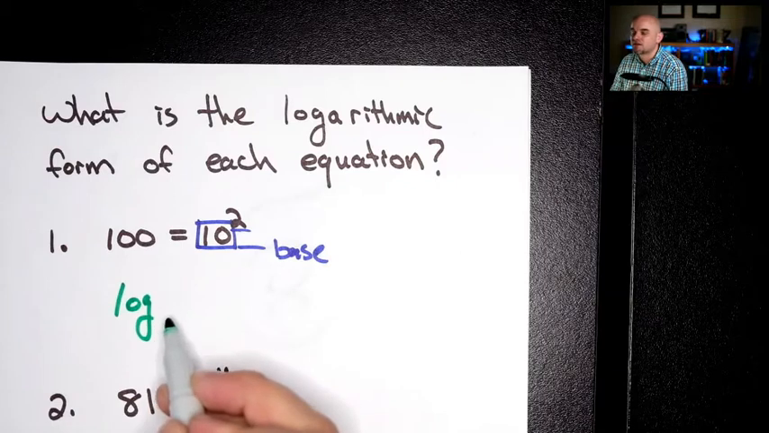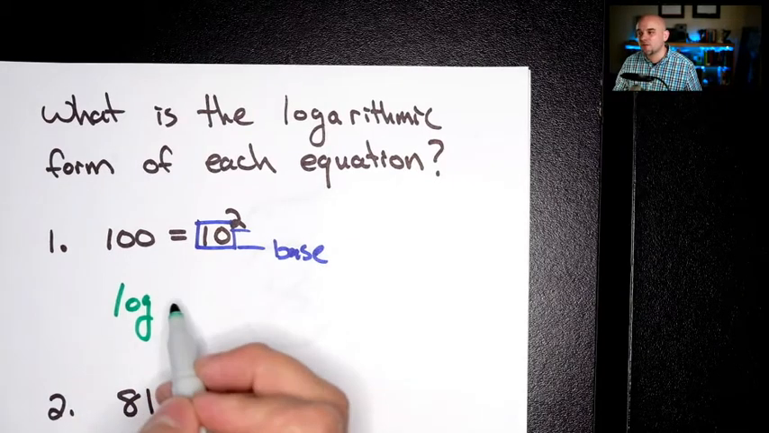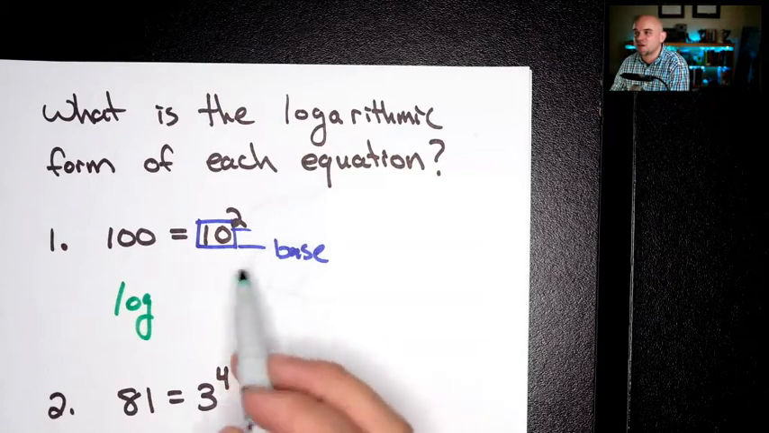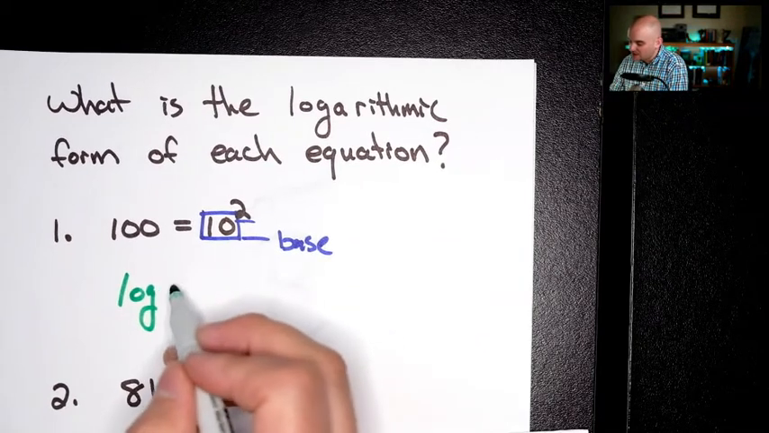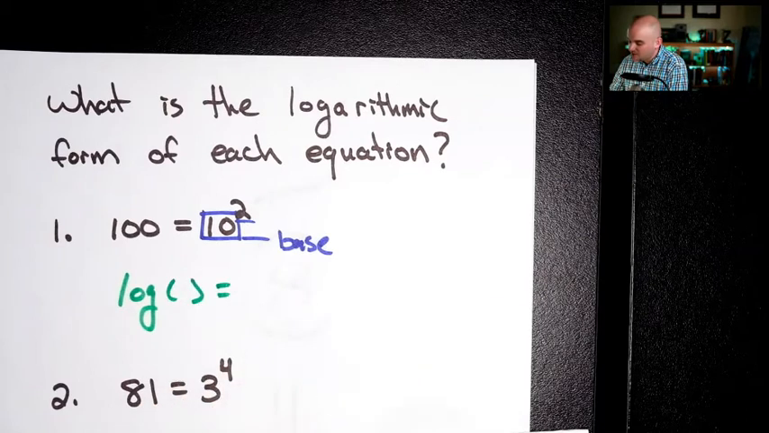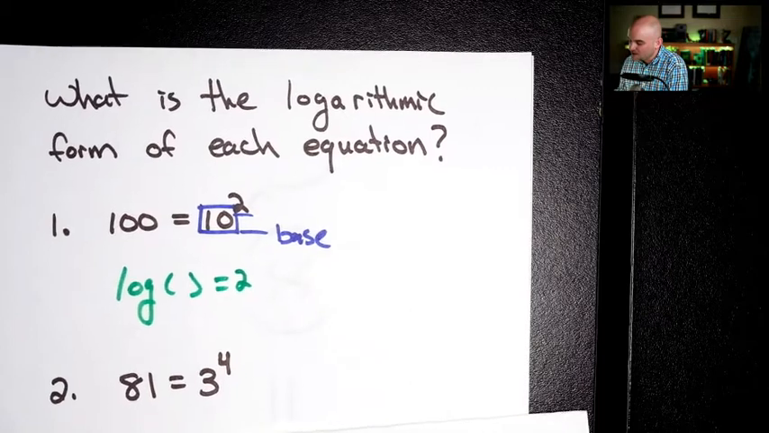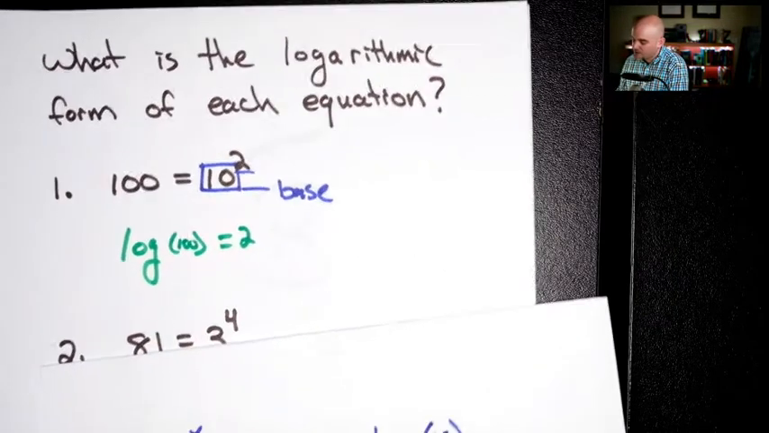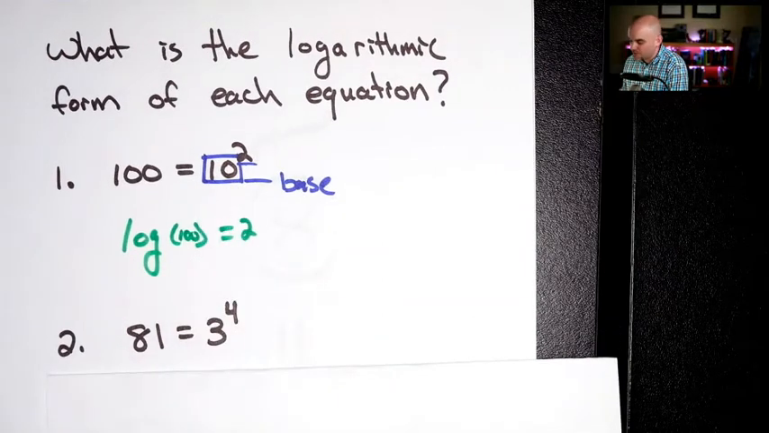I'm not going to write the 10 there because remember what we talked about. If there's nothing written right here, it is base 10. It is what we call our common logarithm. So I don't have to write the base on this one just because the base is 10. And so I've got the log base 10 of something is equal to the 2 right here. And so in this case, 100 goes right here. So look that over. That's how we switch between the two.